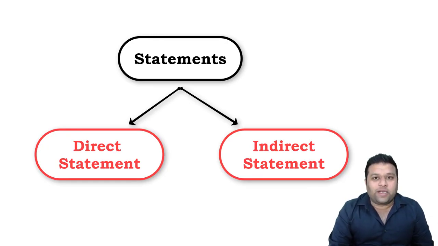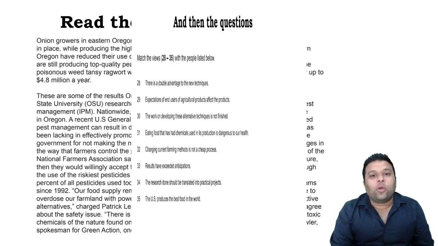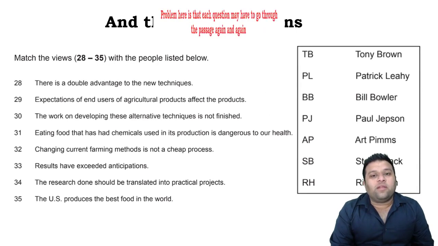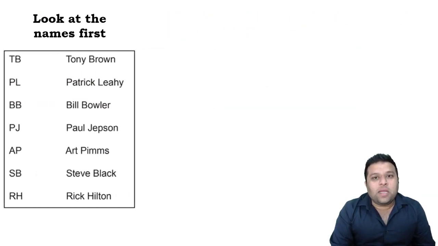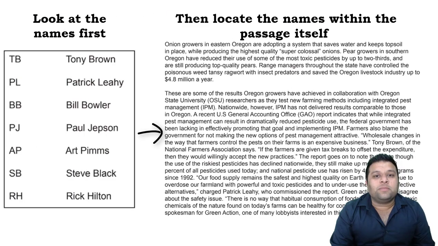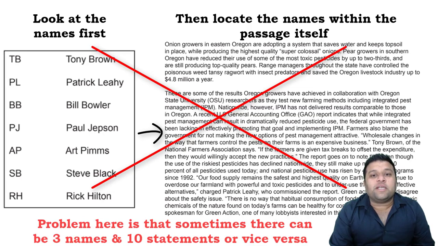Different people have different strategies. For example, some people read the passage first and then they look at the questions. The problem with that is, for each question, they may have to go through the passage again and again. Some people look at the names and they try to locate the names within the passage itself, right? That strategy won't work as well because sometimes there can be 3 names and 10 statements, and sometimes there can be 10 names and 3 statements. So names are repeated again and again and you'll be confused there.